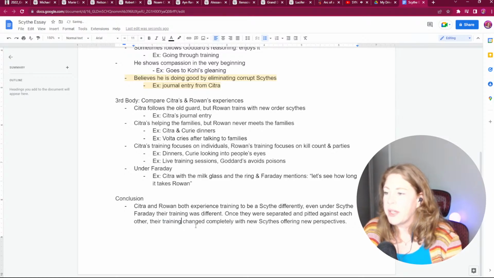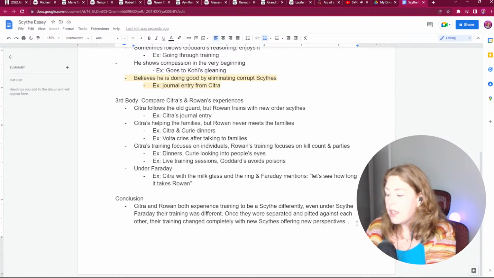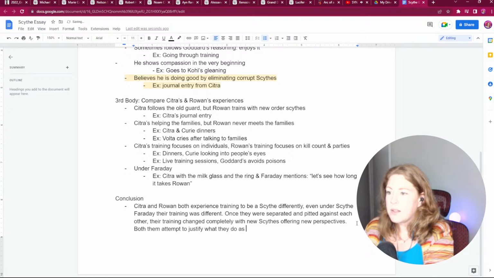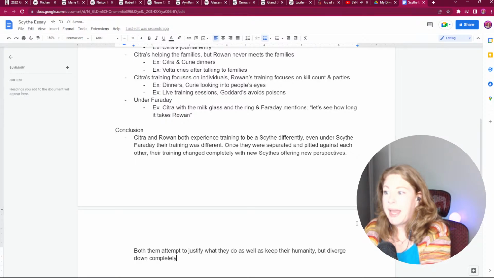I don't know. I feel like that's a lot of words, but even under Scythe Faraday, their training was different once they were separated and put against each other. Training changed completely with new scythes offering new perspectives. Both of them attempt to, what's the word? Justify what they do, as well as keep their humanity. But diverge down completely different paths.